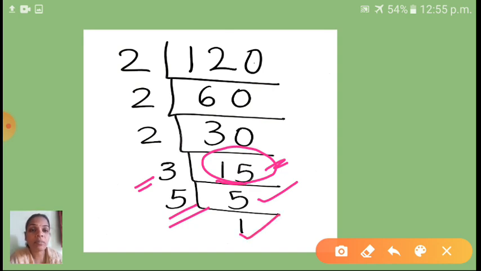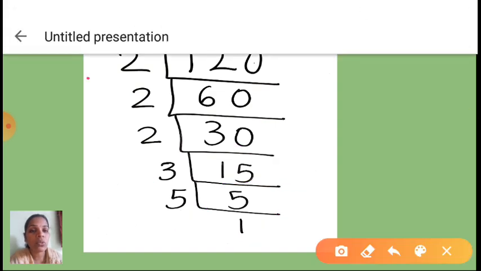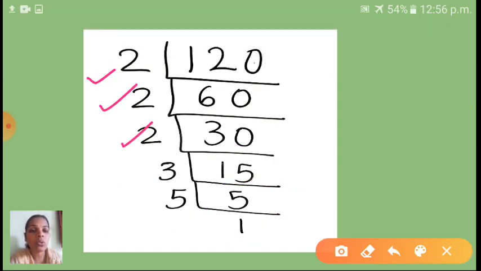So what are the prime factors of 120? Can you say, children? Yes, 2 into 2 into 2 into 3 into 5. Okay, understood now? Next number is what? 144. Are you ready to find?